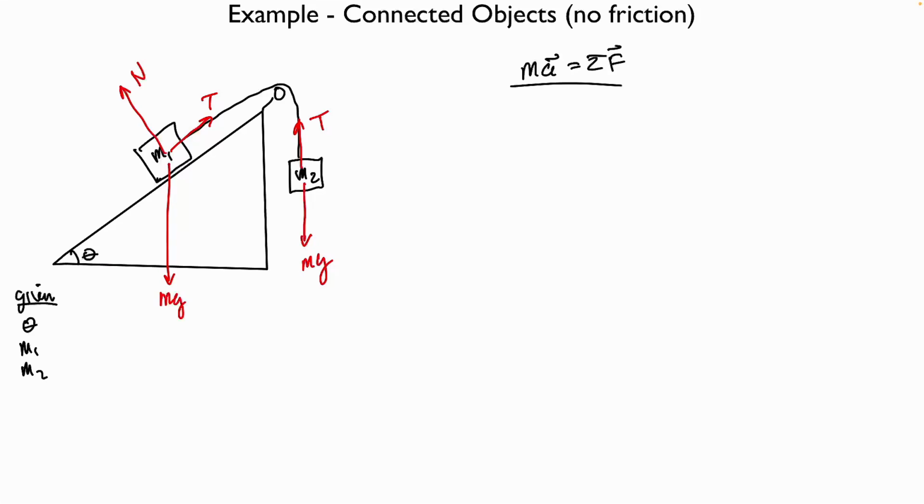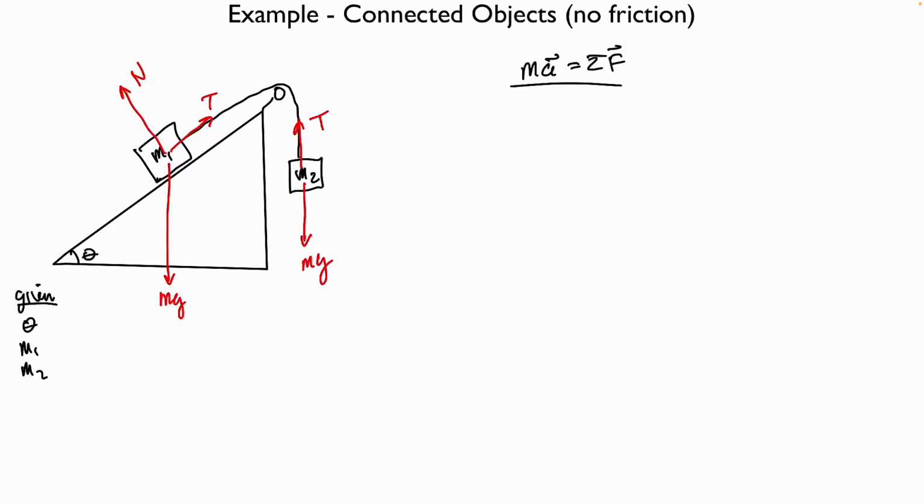Okay? But let's take a look at mass number 1. I can only think of 2 directions the acceleration really could be. What 2 directions? Kind of up or down the slope, right? Okay. So now we need to pick. Who do you think's winning? M1 or M2? M1? Let's say M2.